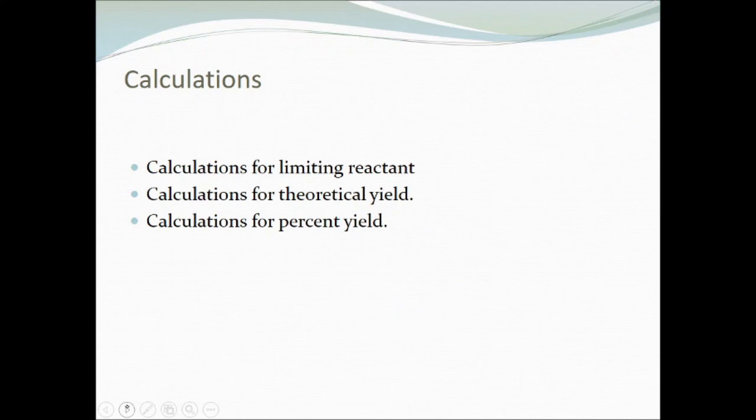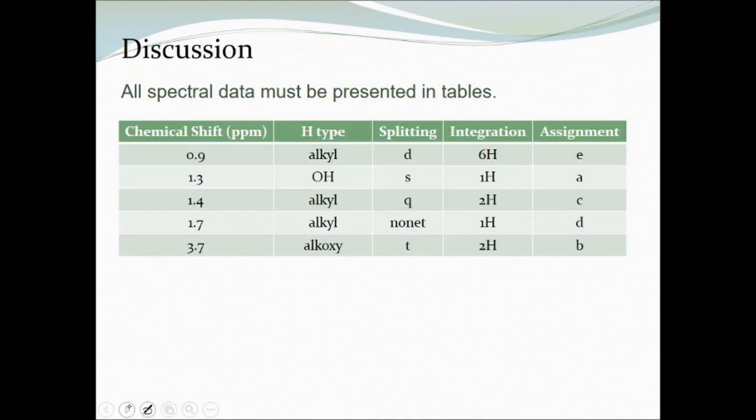Calculations. Need to calculate limiting reactant, theoretical yield, and percent yield. Discussion. All spectral data need to be presented in tables. You did this for IR. You need to do it again for NMR.